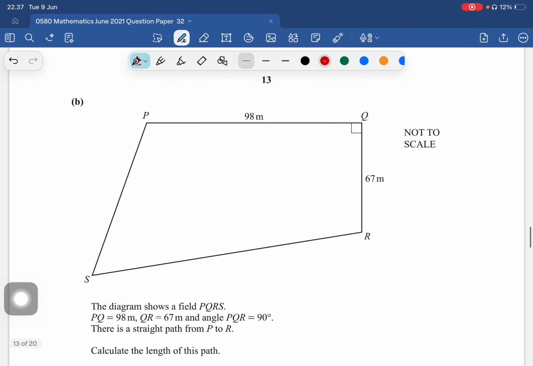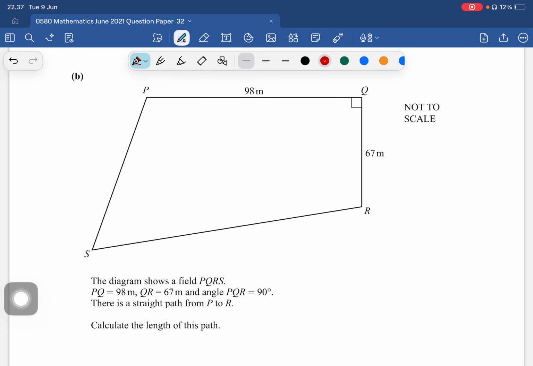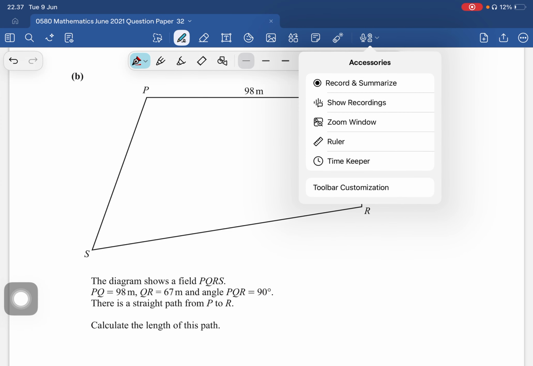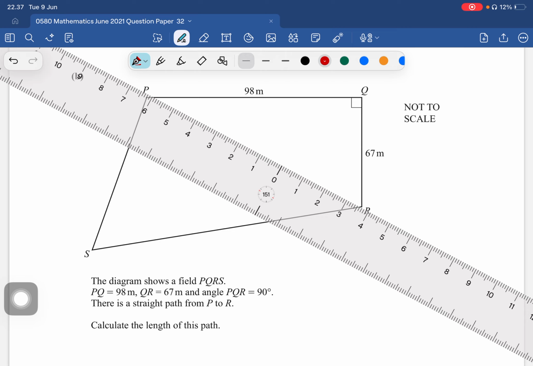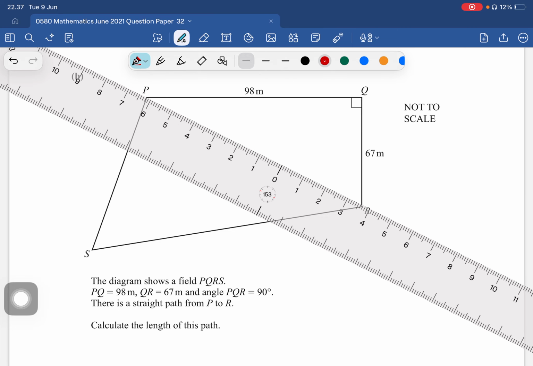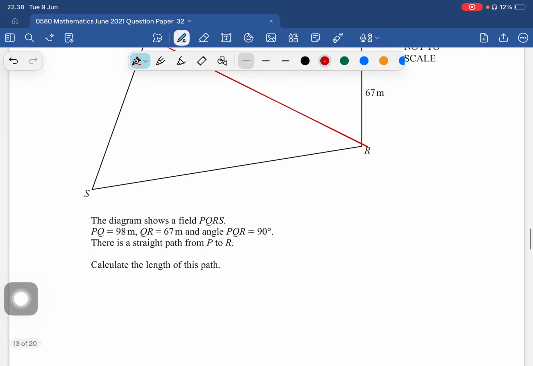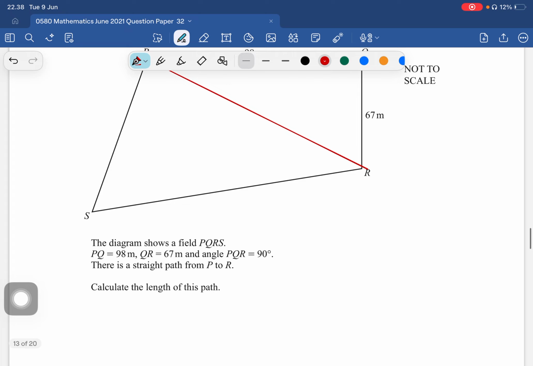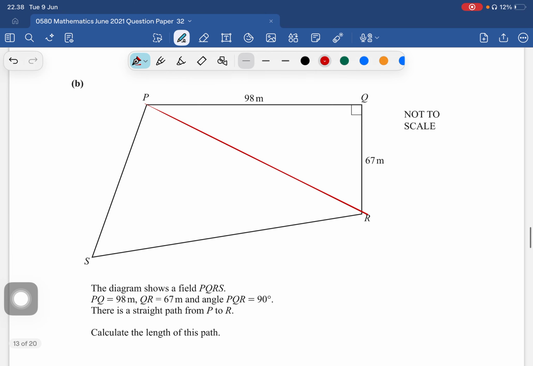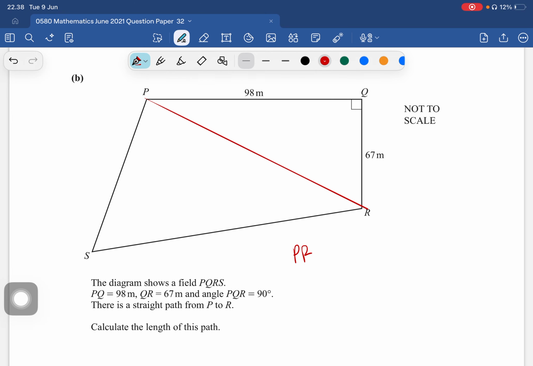The diagram shows a field. There is a straight line path from P to Q, so we can draw the straight line. The question is to calculate the length of this path, that means P to R. As this is a right angle triangle, PR equals the square root of 67 squared plus 98 squared.